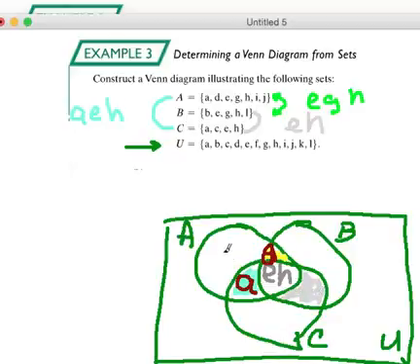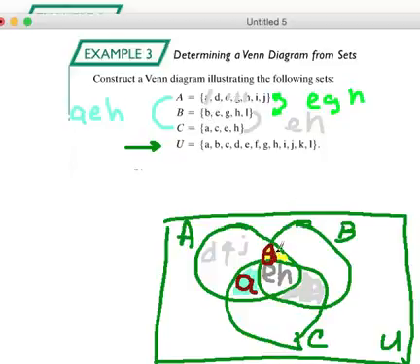Okay, now we're going to have to figure out this region right here, which is A, that does not include A, E, H, and G. So again, it's A that does not include A, G, and E and H. And what are those letters? Those letters are D, I, and J.